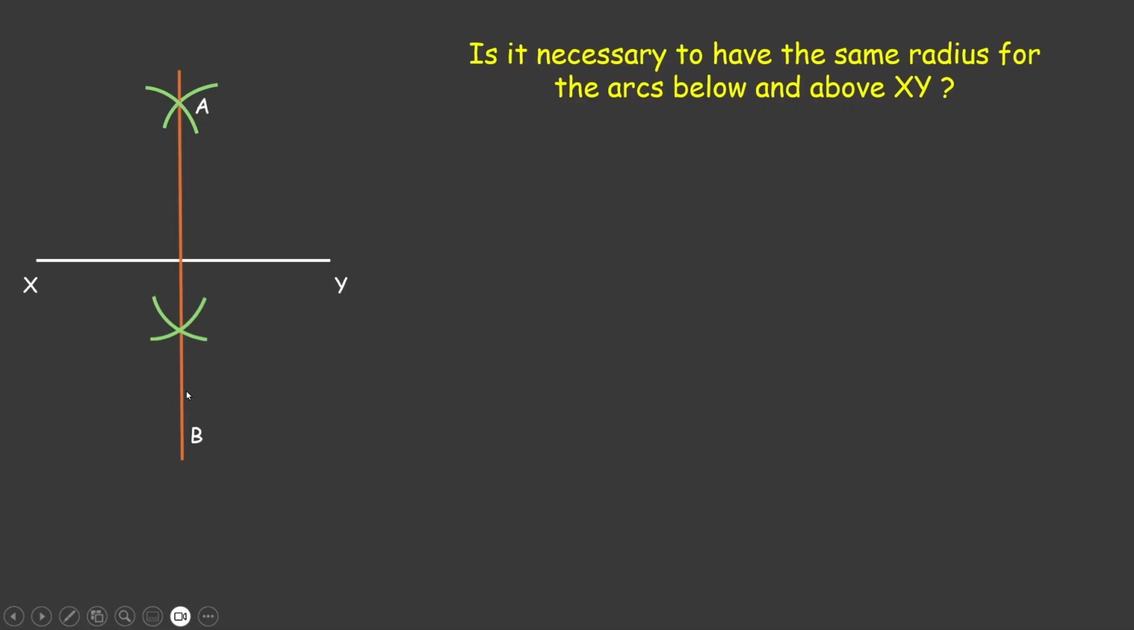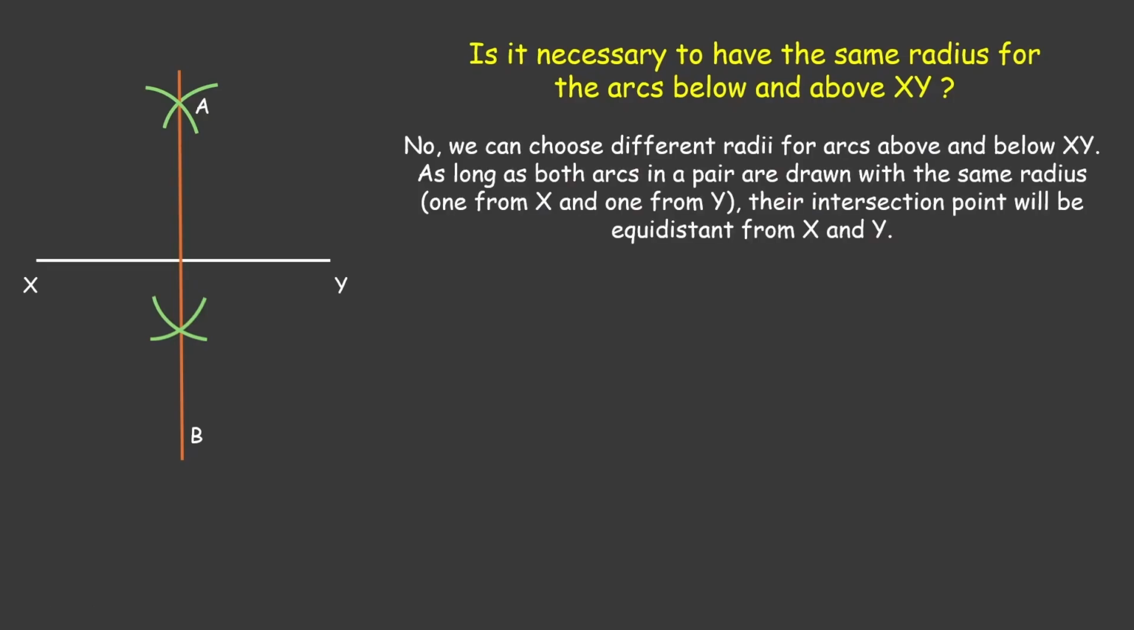That is what we saw, right? All the points on the perpendicular bisector are at equal distance from X and Y. So that means it is not necessary. We can totally choose different radii for arcs above and below XY. It is not necessary to have the same radius, as long as both arcs in a pair are drawn with the same radius. That is, these two arcs should be drawn with the same radius from X and Y. And similarly, this pair should be drawn with the same radius from X and Y. If we do that, their intersection point will be equidistant from X and Y.